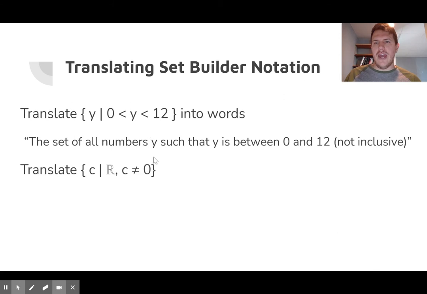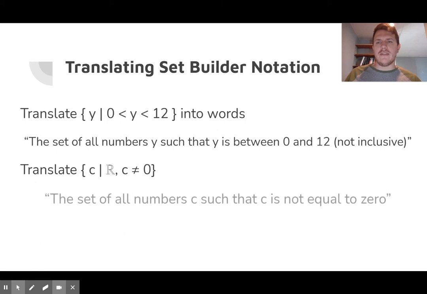The next one I want to look at is a little bit different. We've got the curly brackets again with the variable c, but we have this script R here. This script R means all real numbers. So the way I would write this is the set of all numbers c such that c is not equal to 0. If it's all real numbers, any number you can think of, that's included here, but we're not going to include 0 in there.